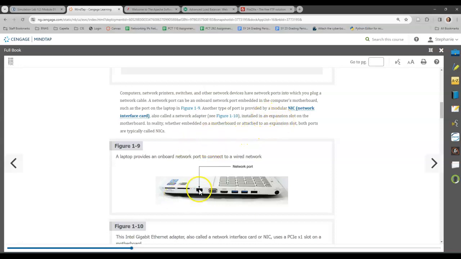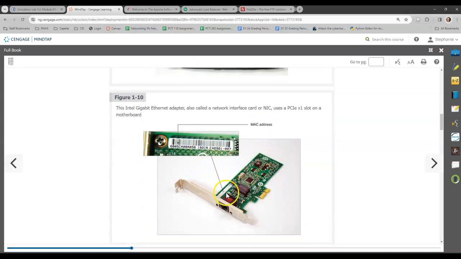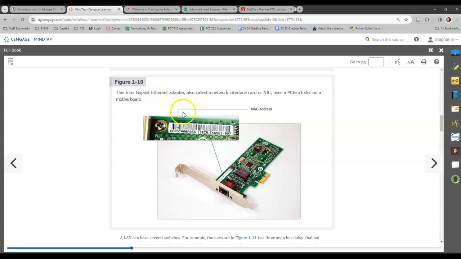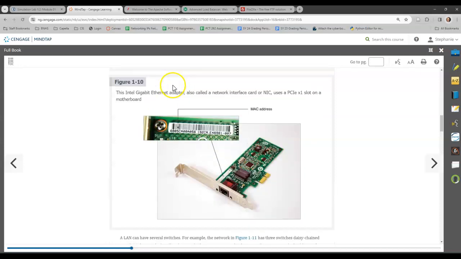Sometimes you can install them into an expansion slot. You can also buy a USB network card. I've used those before. You can actually put them into a desktop. So we've got a gigabit Ethernet adapter. They actually list the MAC address on it. Usually I don't look at the card itself to get the MAC address. I go into the operating system to find it, just to double check, because it'll always be there too.